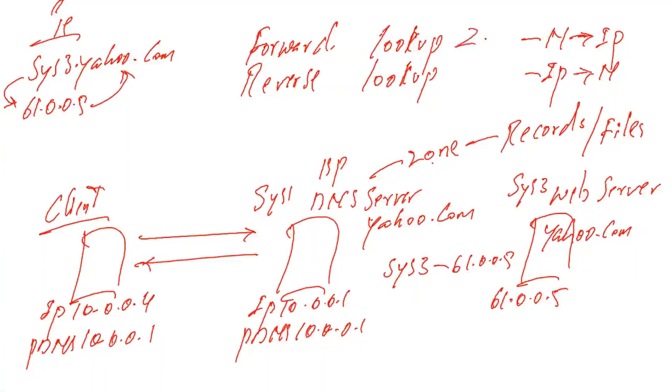Here we have two types of zones. One is the forward lookup zone, which contains information on how to resolve a name to an IP address. And the reverse lookup zone contains information on how to resolve an IP address to a name. It contains the mapping information of how to map an IP address to a name. So whatever data we are storing in the DNS server is called what here? Zone.